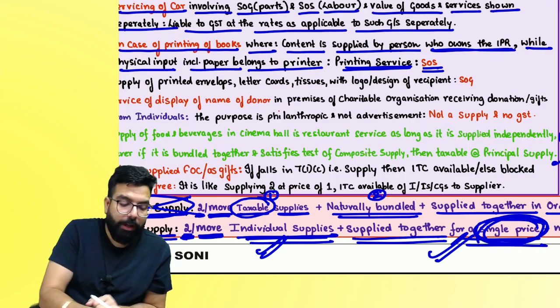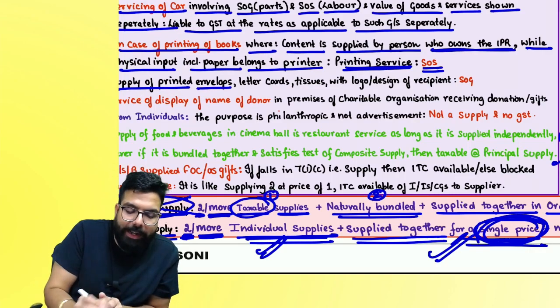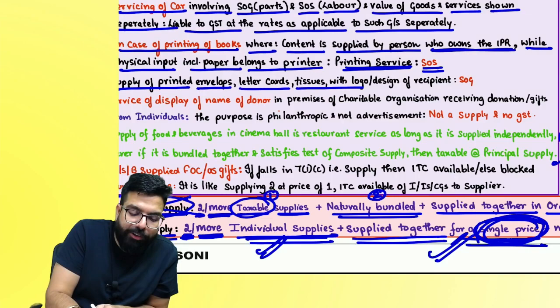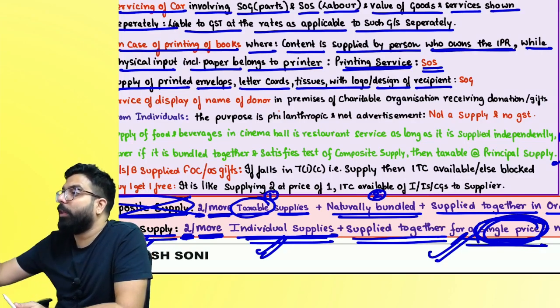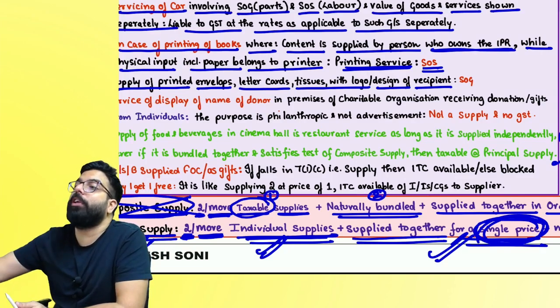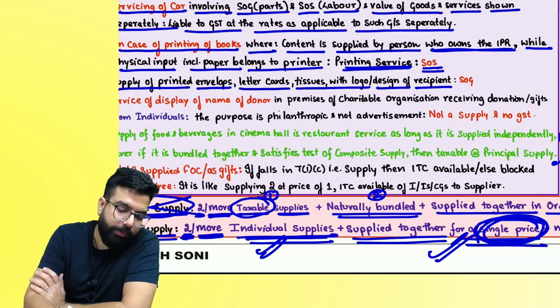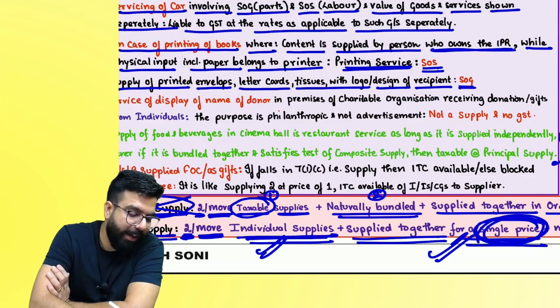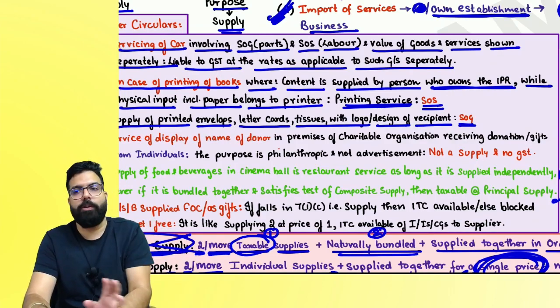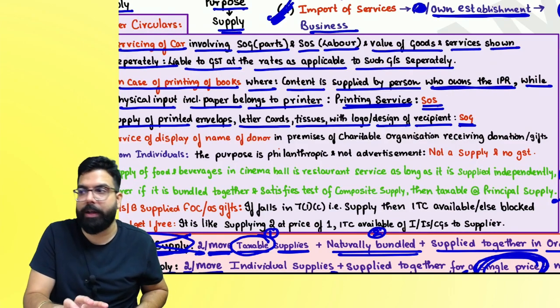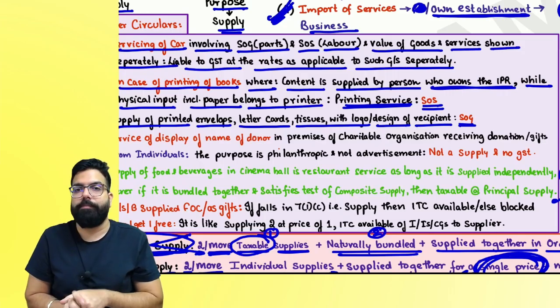Supplying printed envelopes, letter cards, tissues with the logo or design of the recipient. I told you to supply me tissue paper or envelope with my logo. Are you giving me goods or are you giving me service? Supply of goods. Did you guys get 1 and 2? Please see and tell me. First see and tell me if you guys are clear. Is everyone 100% clear? Yes.